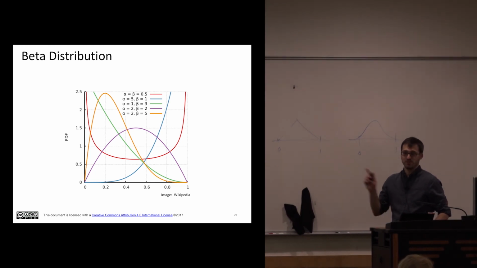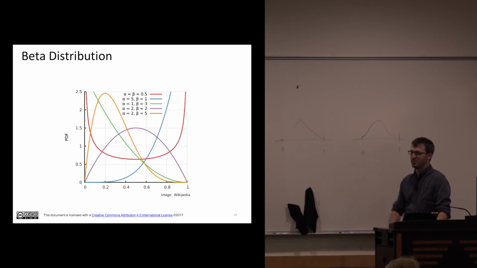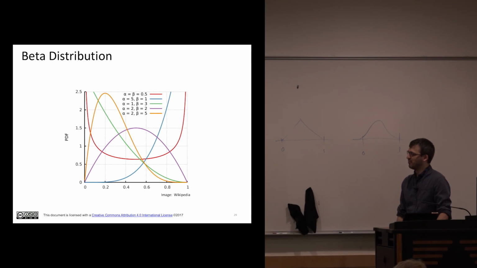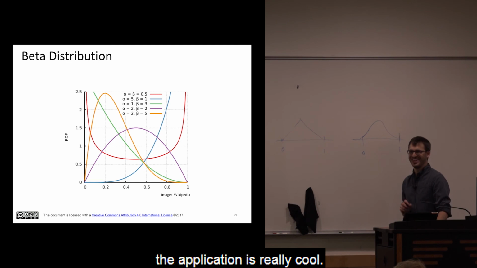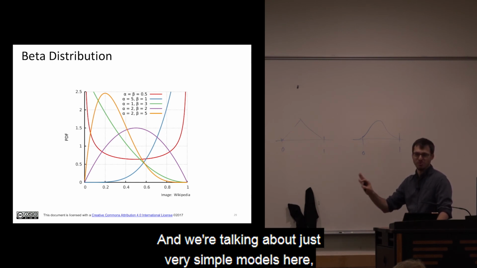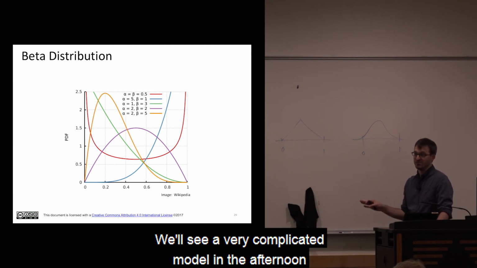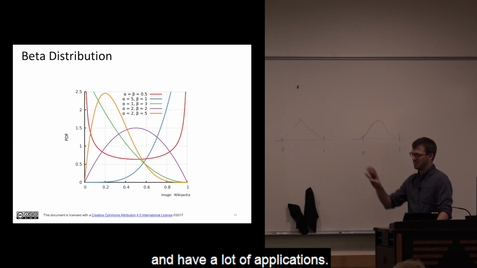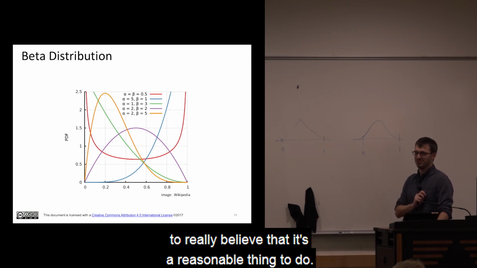Okay. Questions about MAP estimation, maximum likelihood estimation? So we're going to do it for Bayesian networks here in a second. Again, the reason for doing this, I promise you, the application is really cool. It's just we really have to have a good framework for probabilistic model fitting. And we're talking about just very simple models here, I admit. We'll see a very complicated model in the afternoon that hopefully you'll really like and has a lot of applications. But it just takes a little bit of background for us to really believe that it's a reasonable thing to do.